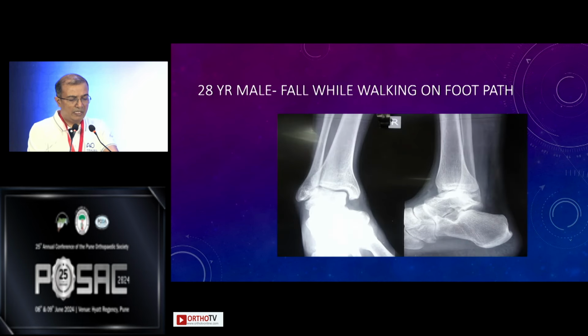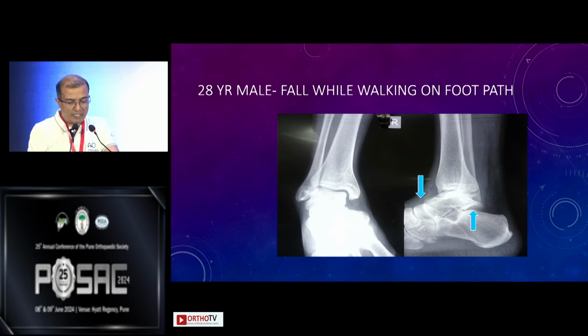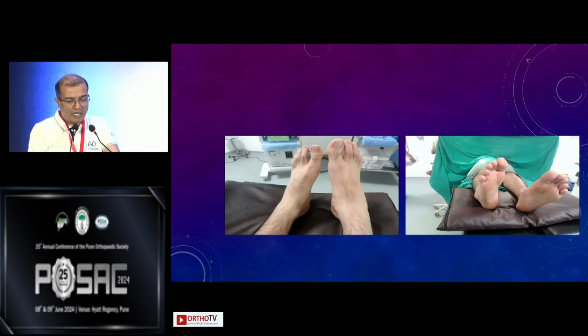Look at this. This was a 28-year-old male who just fell while walking on the footpath, and the injury would easily be missed. But look at the very classical lateral view. This sinusoidal curve should be maintained. Try to see this. If it is not there, suspect some injury. And see this subtalar facet, and never miss this alignment.